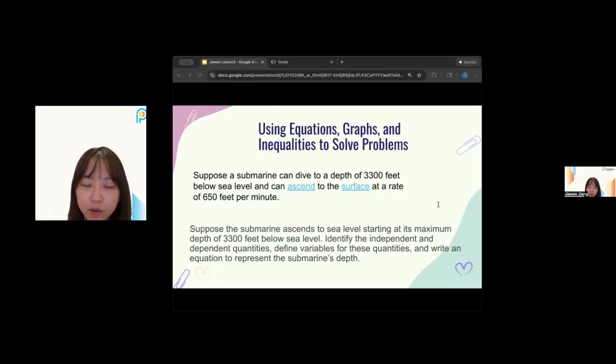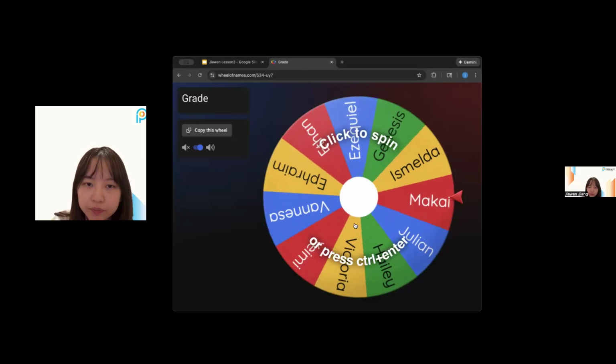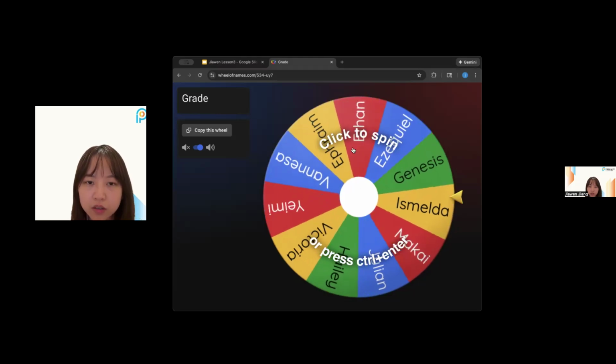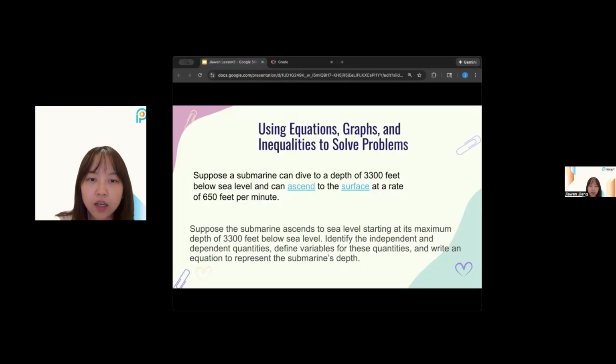We are telling a story about a submarine coming up to the surface. Before we do any math, we need to understand the story. Can anyone tell me what is changing in this situation? Time is changing and depth is changing. Good job.